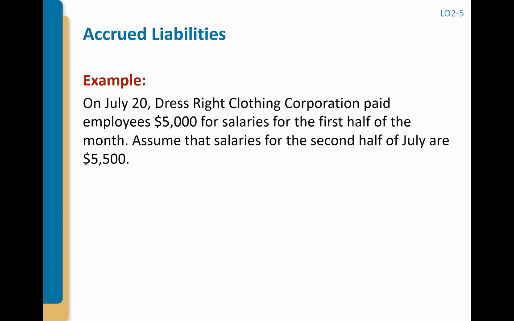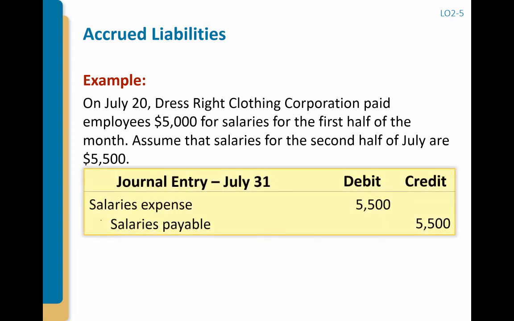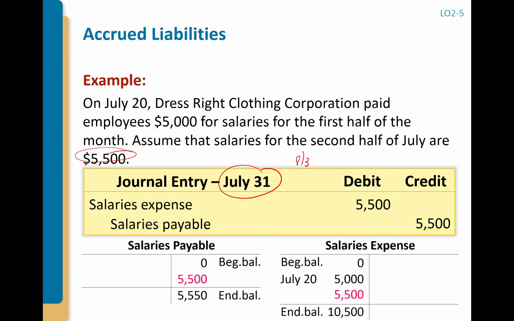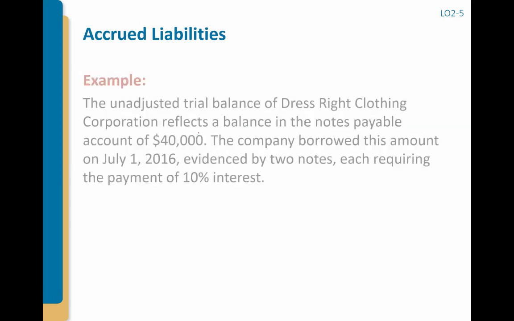So some examples of that is basically we paid employees $5,000 for salaries for the first half of the month, and we're assuming that the salaries for the second half are going to be $5,500. So in this case, we have to record the salaries expense because maybe the pay date isn't on July 31st, but August 3rd, so you have to record in July the fact that you incurred the expense of $5,500. So salaries expense would be debited and salaries payable would be credited. And you see the T accounts in this fashion as well.